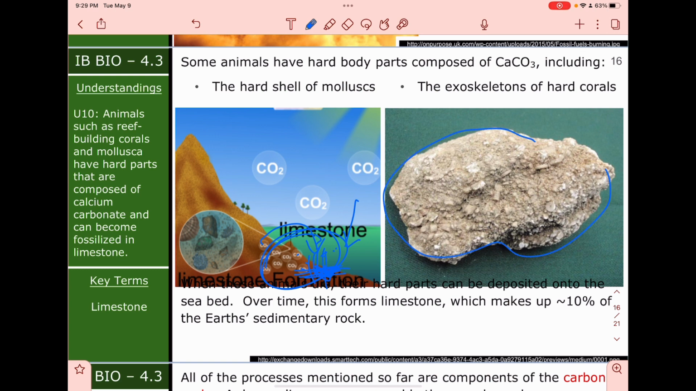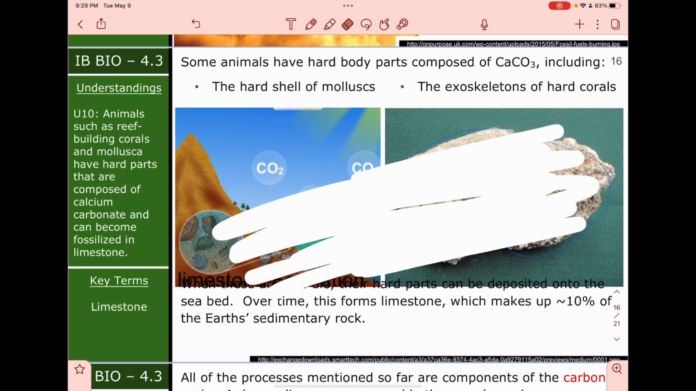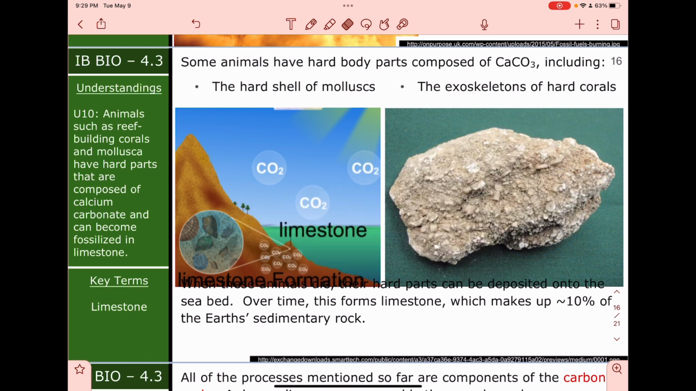Limestone is a sedimentary rock, and it is made from basically the hard parts of the dead animals, the seashells. So it's the mollusks and reef-building animals, and other minerals from the earth itself, and they're cemented together through heat and pressure, and they form quite a large amount of sedimentary rock on our planet. So the carbon is leaving the animal and going into a stored form in the sedimentary rock.